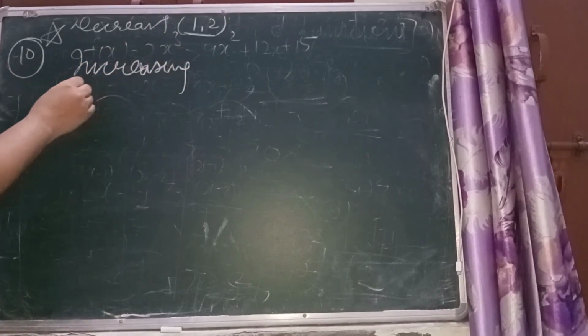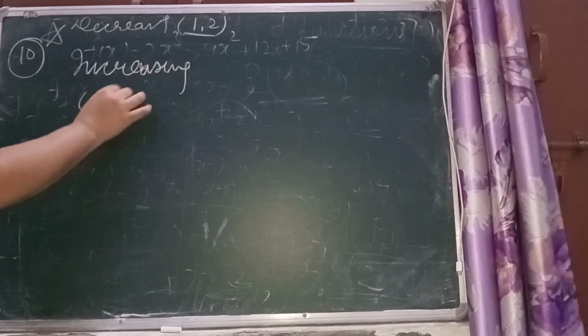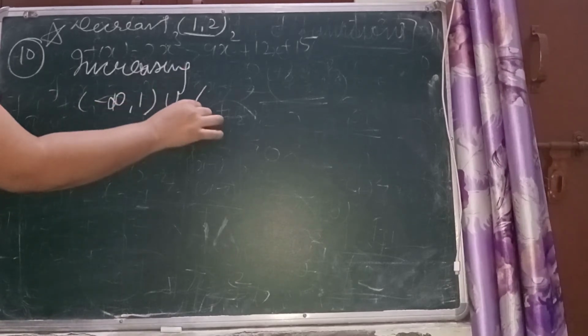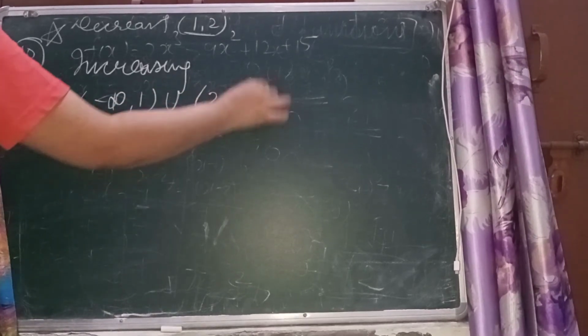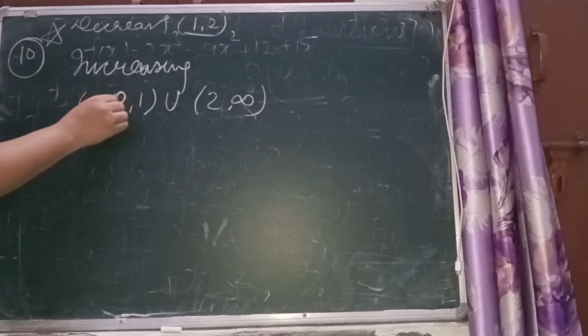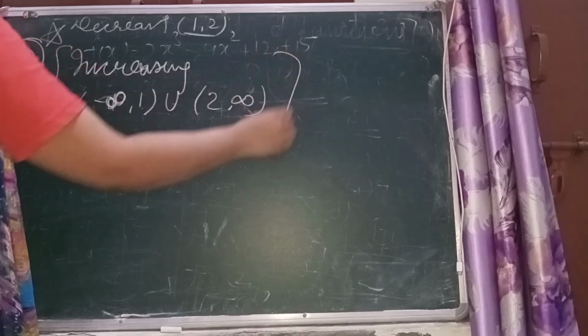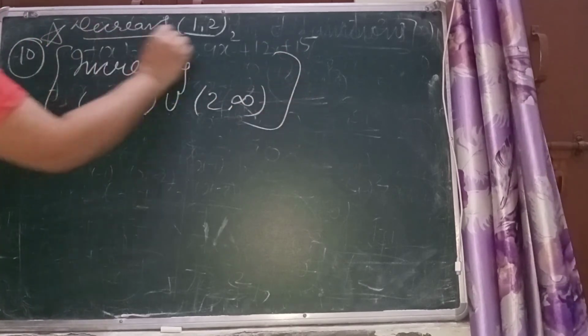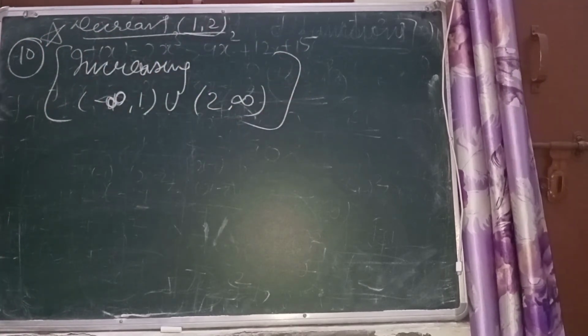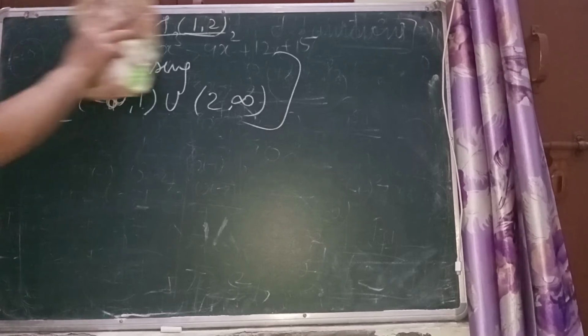We can write it as minus infinity to 1 union 2 to infinity. Minus infinity to 1 union 2 to infinity are the intervals where it's increasing, and this was the interval where its value was decreasing. Let me give one more example. Let me take question number 15.